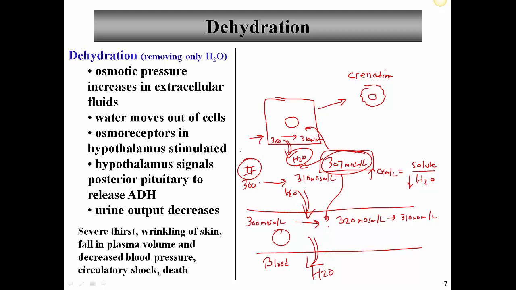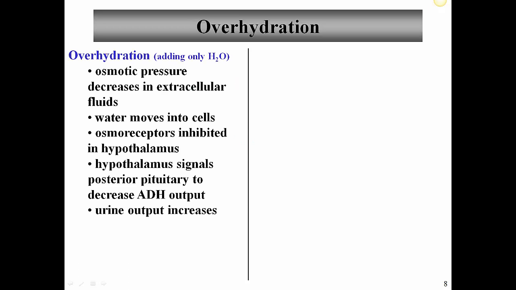Now, let's take a look at another situation, overhydration. Now we're looking at taking in too much water in the body, for example, adding only water. I want you to imagine somebody drinking a large volume of pure water over a very short period of time. That's the kind of situation we're talking about here. Notice that the osmotic pressure decreases in extracellular fluids, and water moves into cells. This is kind of the opposite case of what we had in the last slide.